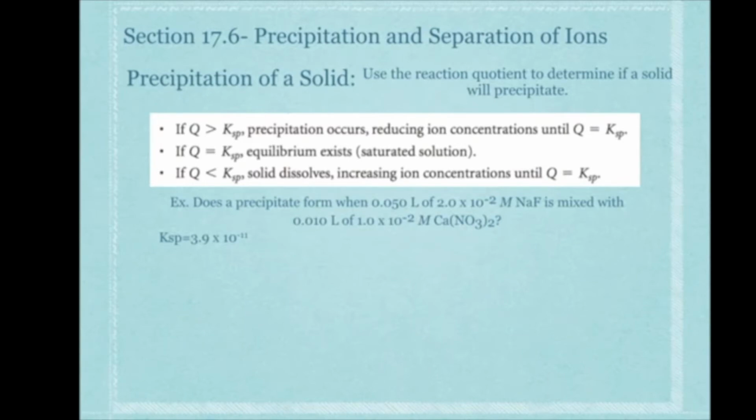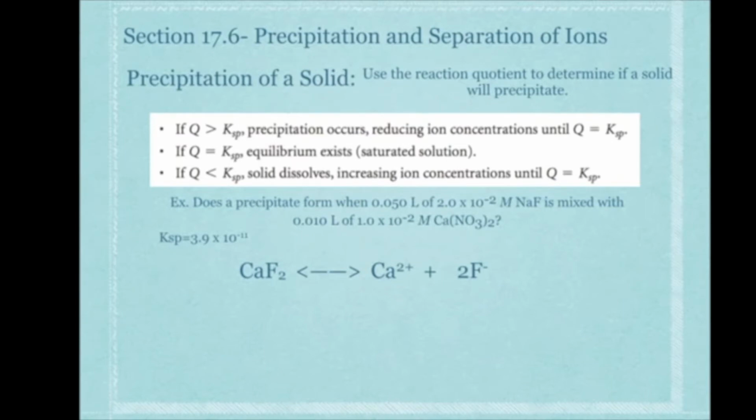And so what I'm going to do is write the dissociation equation for calcium fluoride. Calcium fluoride will break apart into calcium ions and fluoride ions. Now I can use the concentrations of each of the ions that I'm given in order to calculate my Q, my reaction quotient. Here's the only issue. I'm given a certain volume of sodium fluoride and its concentration, and then a specific volume of calcium nitrate and its concentration. However, when you mix these solutions together, that alters the concentration.